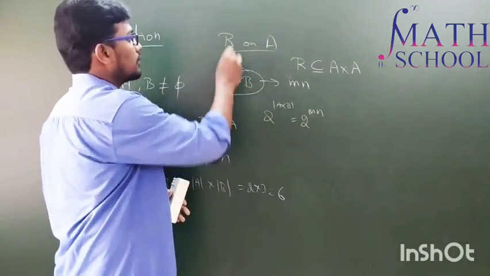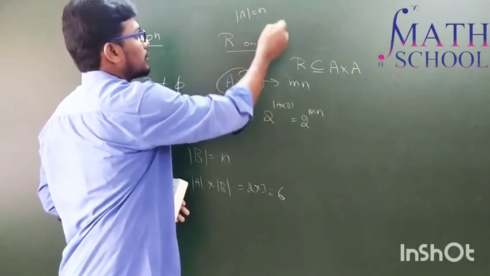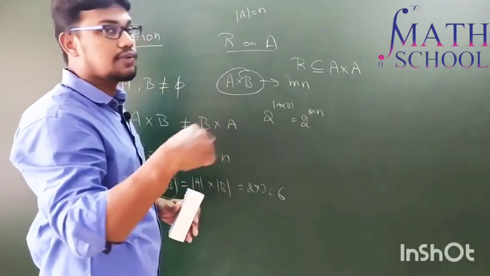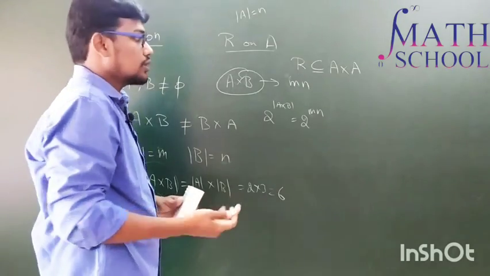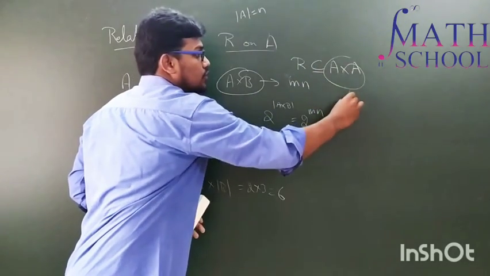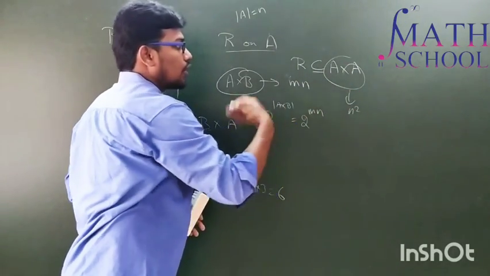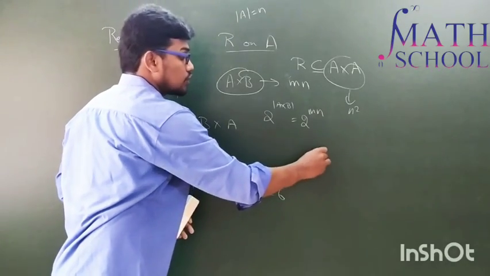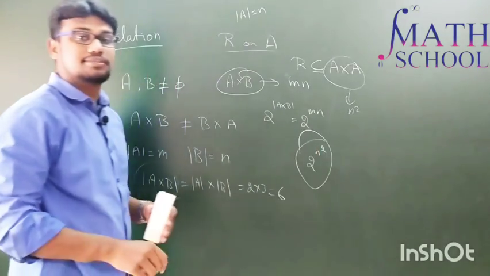Suppose, for example, my A has n elements. Then how many relations can I define from A to A? Yes, A cross A will have n squared elements, am I right? n into n. So how many relations can I define from A to A? That is 2 to the power n squared, right?